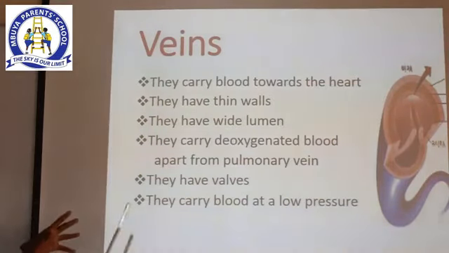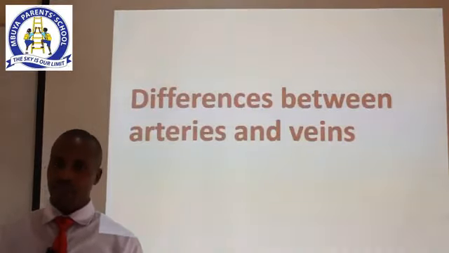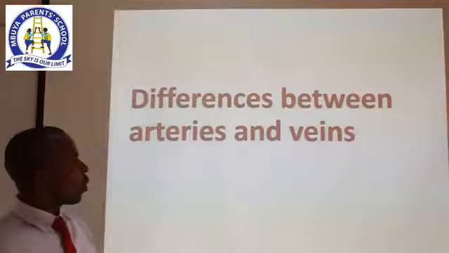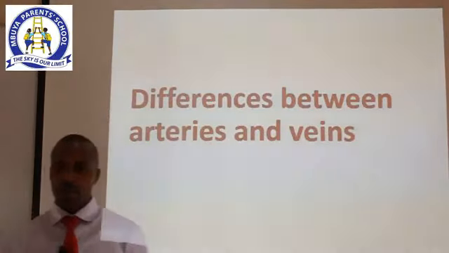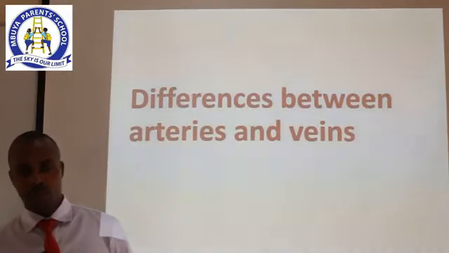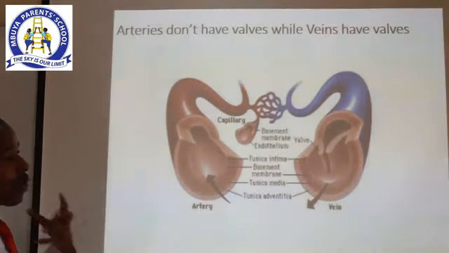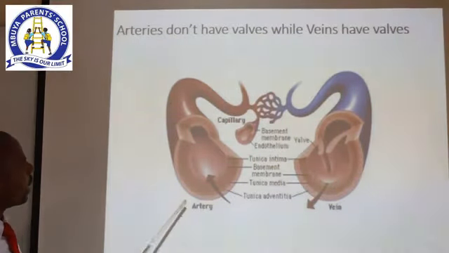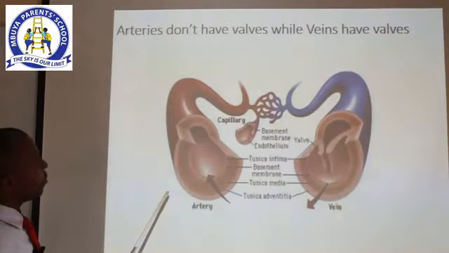We can have the veins and the arteries, and compare them and see the difference among them. When we are to look at the difference between the arteries and the veins, we can first look at the structure and their functions, what they do. Let's have some of the structural differences. One you can look at: arteries do not have valves, while veins have valves.